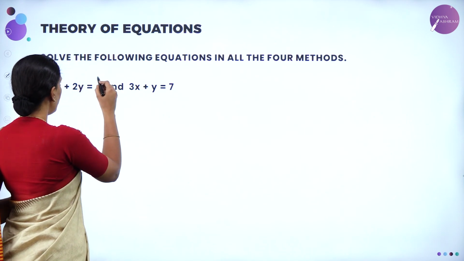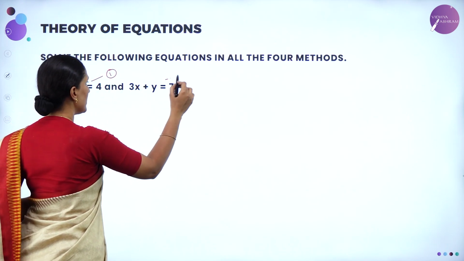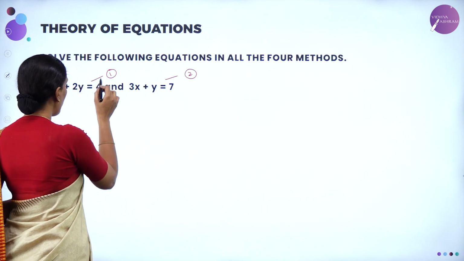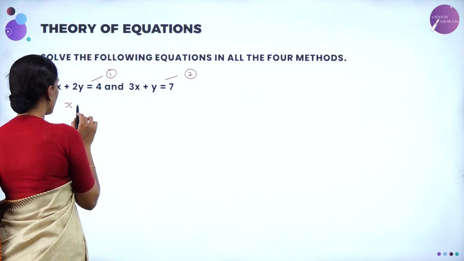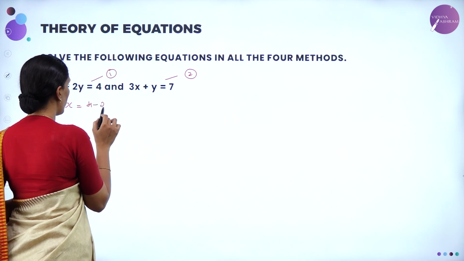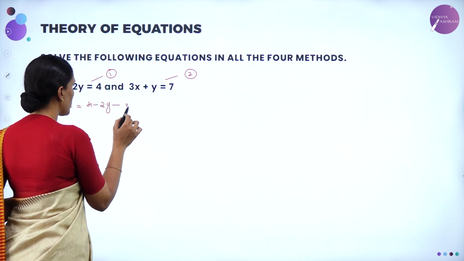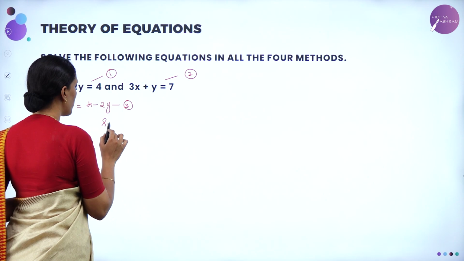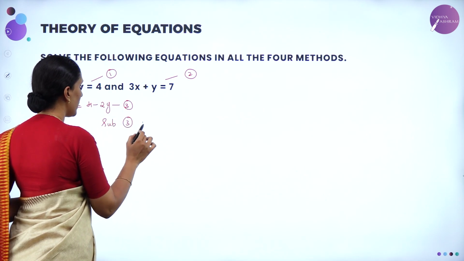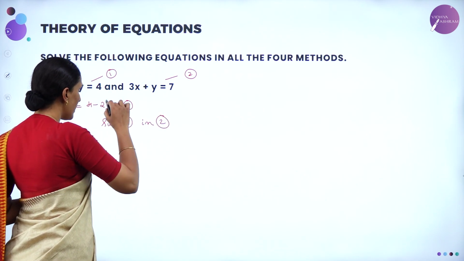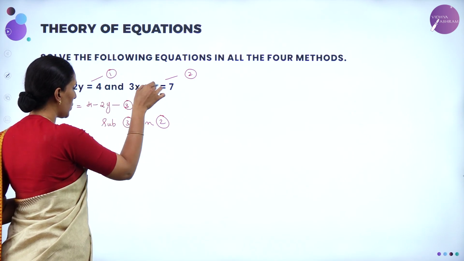Let me take this as equation 1 and this as equation 2. Now from equation 1, I can write x = 4 − 2y. Let this be equation 3. Now substitute equation 3 in equation 2. We are substituting the value of x in equation 2.